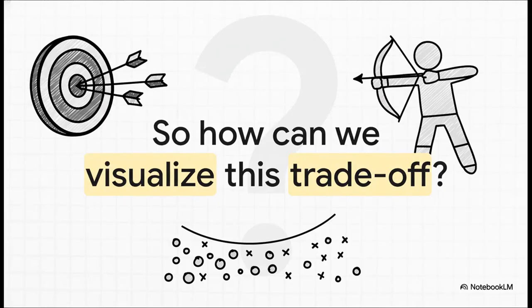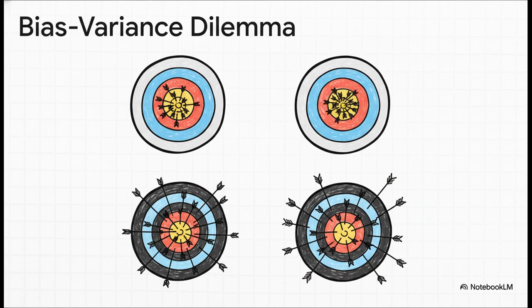You know, this is a pretty abstract concept, so how can we get a better grip on it? Well, the best way I've ever seen is with a simple analogy. Just think about target practice. Okay, so imagine the bullseye on a target is the truth, the real pattern we're trying to hit. Bias is how far, on average, your whole cluster of shots is from the center. So a high bias model is like consistently missing the target in the same upper left spot.